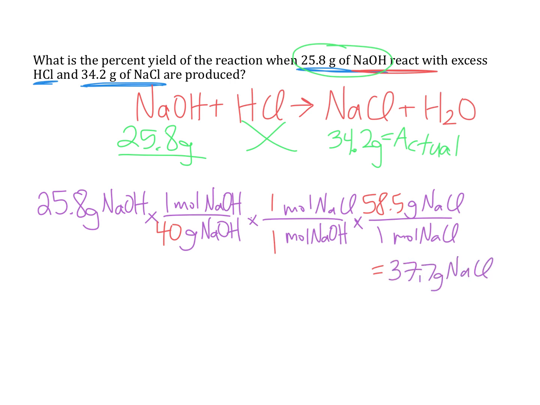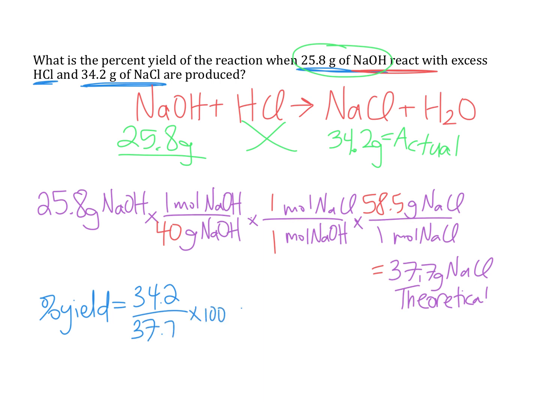Now that is my theoretical NaCl. I theoretically was supposed to have made 37.7 grams of NaCl. I actually made 34.2. So for my percent yield, it's my actual, which is 34.2, divided by my theoretical, which is 37.7, times 100 to turn it into a percentage. And I end up with 90.7% yield. Ooh, I did a good job on this lab.